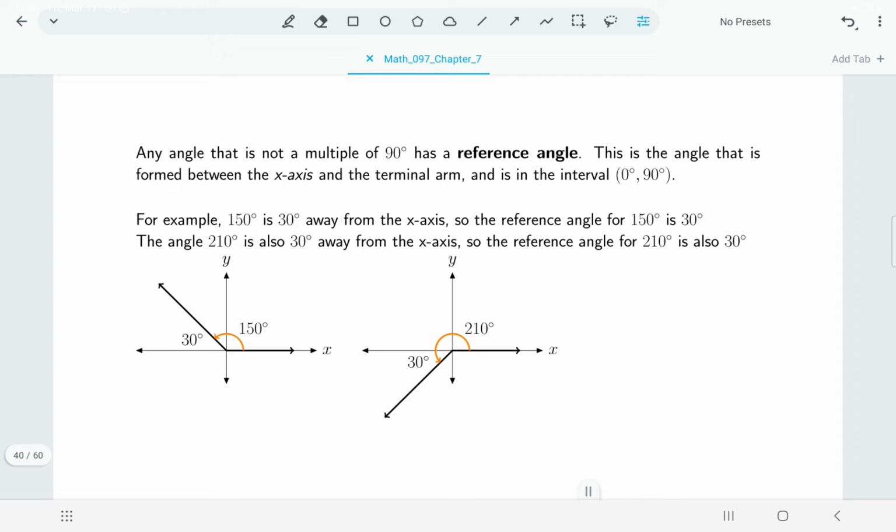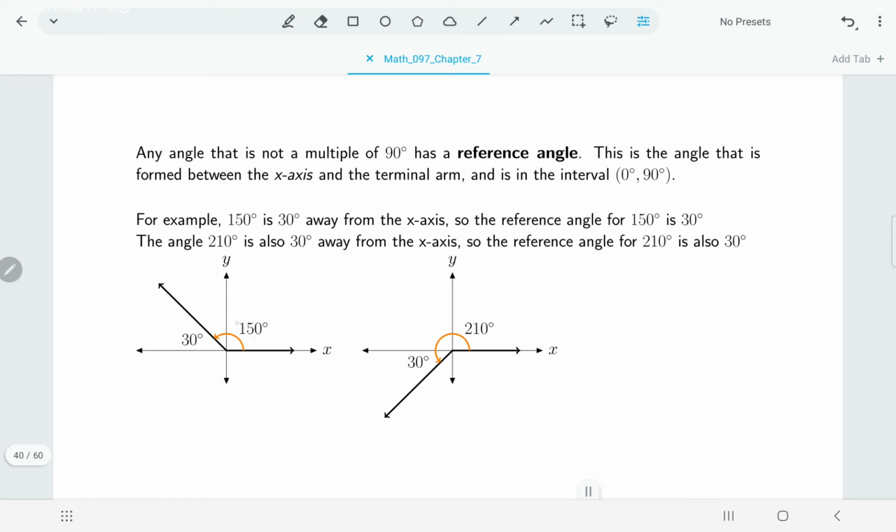If we're talking about any angle that's not a multiple of 90, then we can talk about the reference angle, being how far away is that terminal side from the x-axis. Our reference angle is always measured against the x-axis, never against the y-axis. And our reference angle is always a positive number. So whether we're talking about an angle that's above the x-axis or below the x-axis, it doesn't really matter to us. It's always just a question of how far away from the x-axis are we.